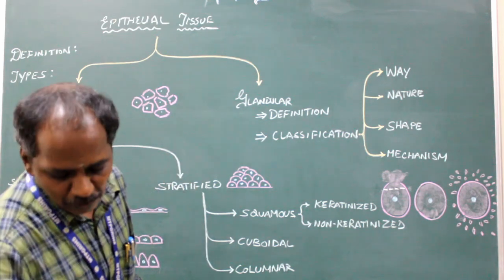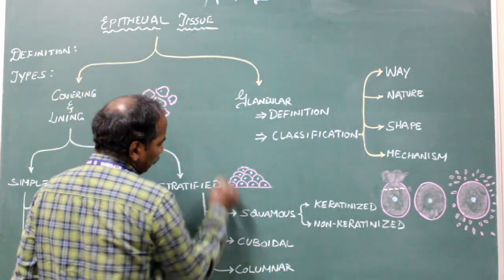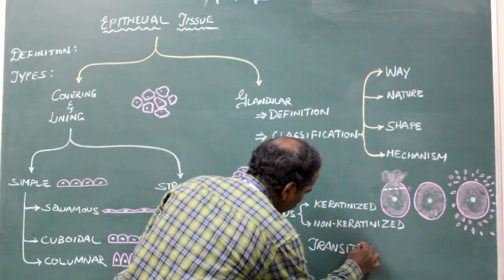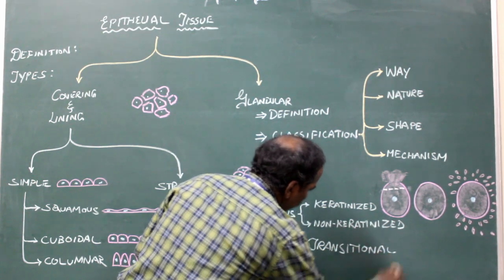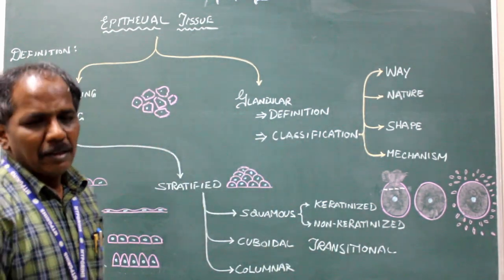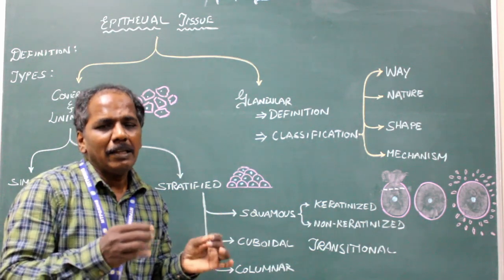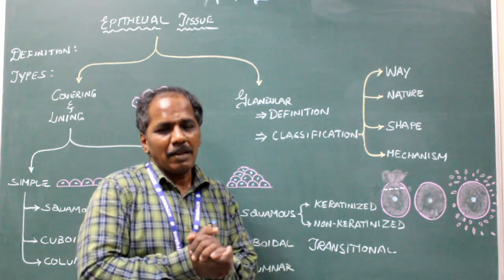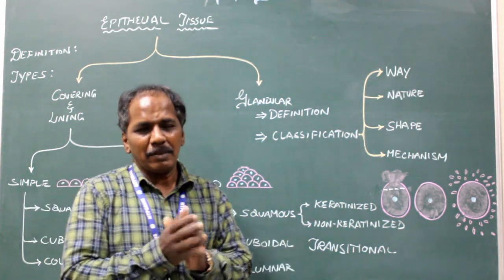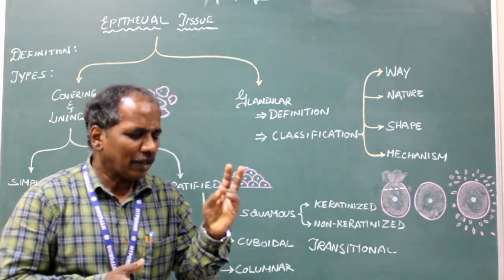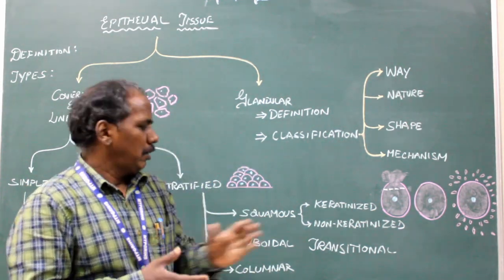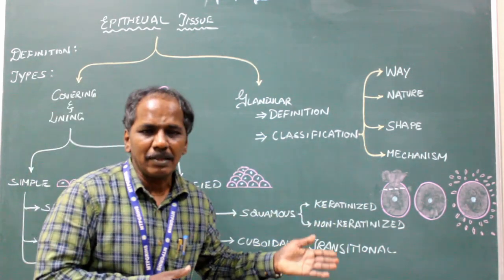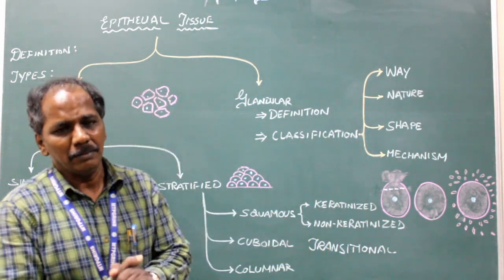Transitional epithelium. What is transitional epithelium? Transitional means altering its shape. So it goes on changing its shape from time to time. Where is this type of epithelium present? It is present in the urinary bladder, ureter and urethra. So it is present mainly in the urinary system. The transitional epithelium is otherwise known as urothelium.